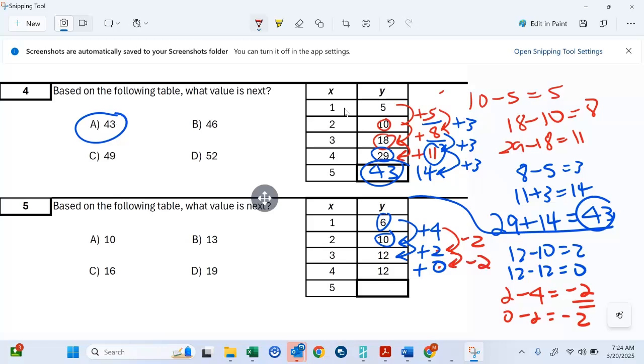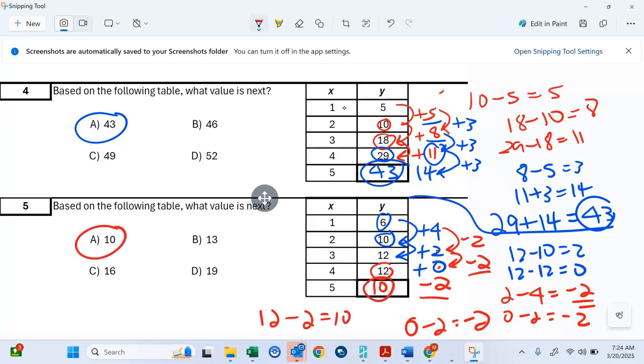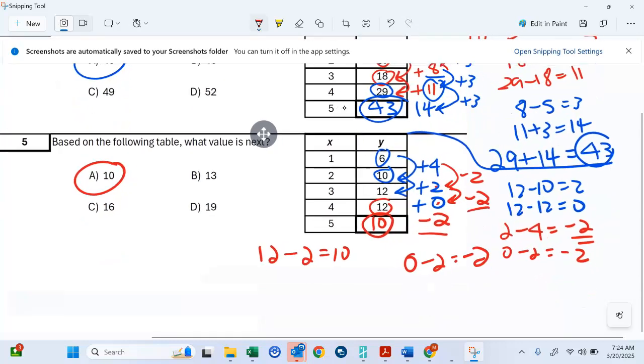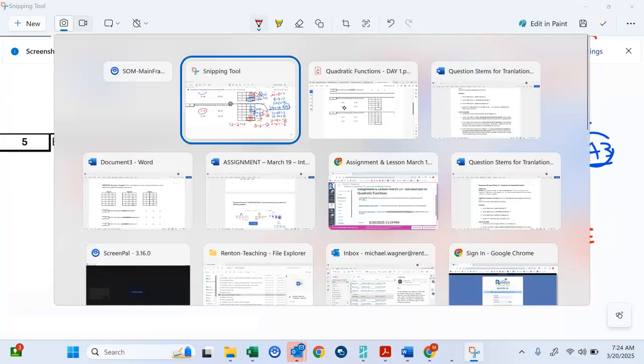Okay, so what's the next one going to be? So this is a little bit hard, but what we got to do is take that 0. We got to find out what number goes here. So we got to do 0 minus 2 equals negative 2. So this is actually negative 2. Okay, it goes down by 2. 4, minus 2, minus 2, minus 2. So then we have 12. We got to go 12 minus 2 equals 10.